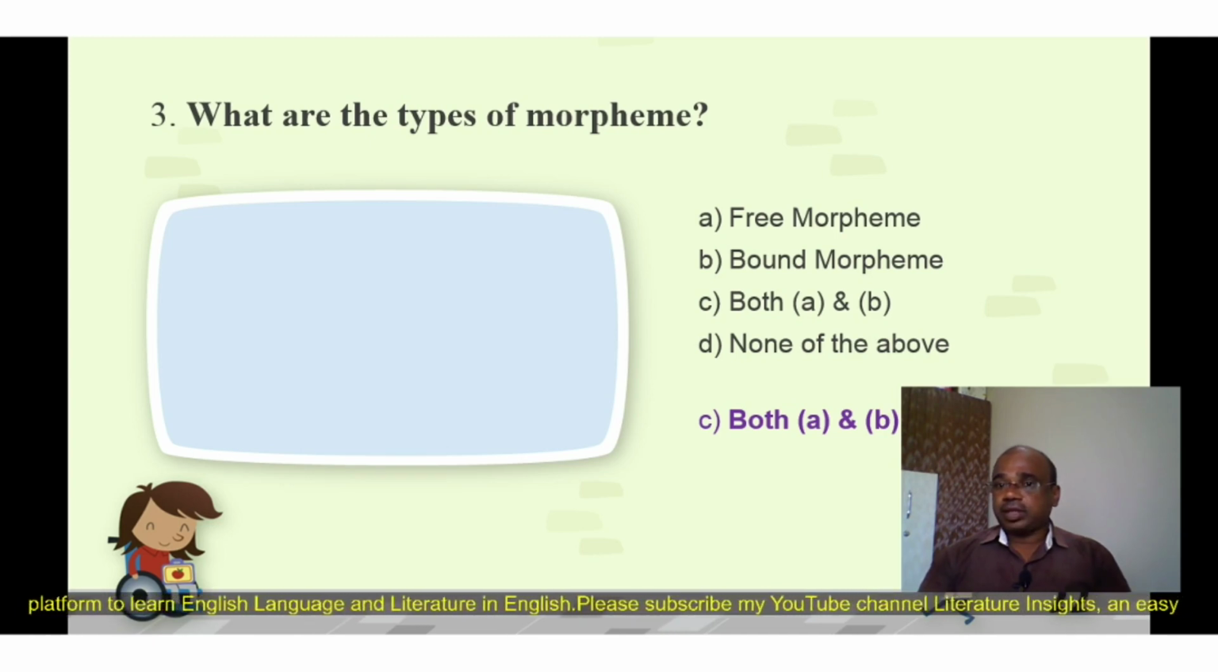For example, the word delimit. In this word we can find the de is a bound morpheme and limit is a free morpheme. De depends upon the main word limit for its meaning. That is why it is called a bound morpheme. It has not its own independent identity without the main word limit. But limit is a free morpheme because limit has its own identity or meaning.